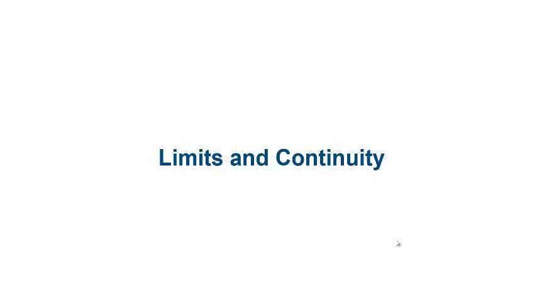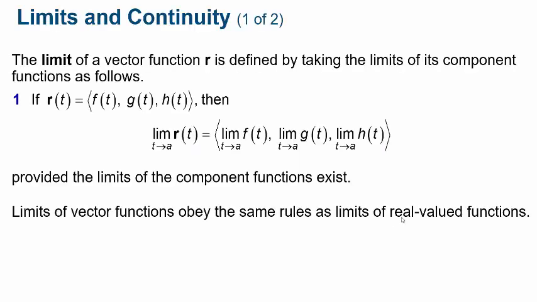All right, let's talk about limits and continuity. The limit of a vector valued function r is defined by taking the limit of its corresponding component functions. So if you have a vector valued function and you want to take the limit of this function as t goes to a, all you do is take the limit as t goes to that value for all of these components.